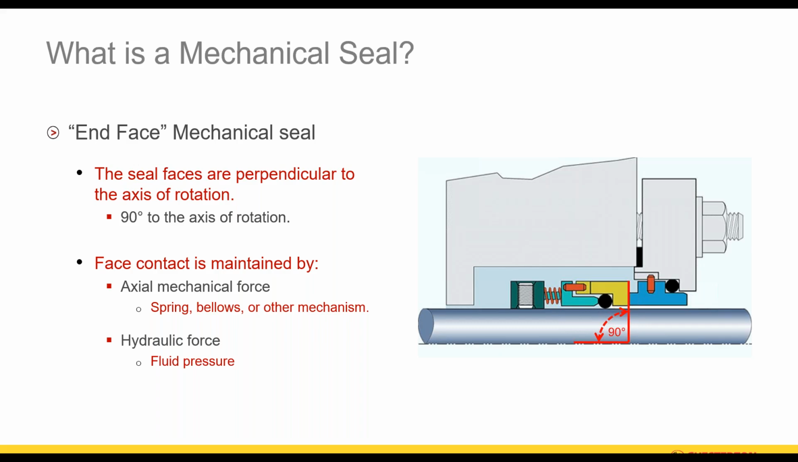And the face contact in a mechanical seal actually occurs for two reasons. There's an axial mechanical force, which is the spring that biases the faces together to create a static seal. But then there are also hydraulic forces that are interacting on that seal face, or the seal faces. It's the fluid pressure. And both of those are causing the faces to be brought together.